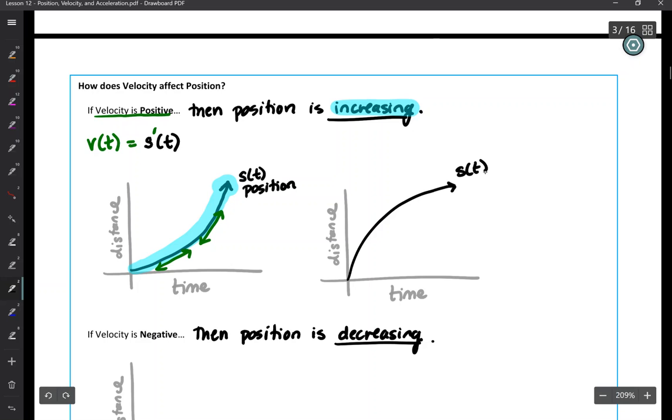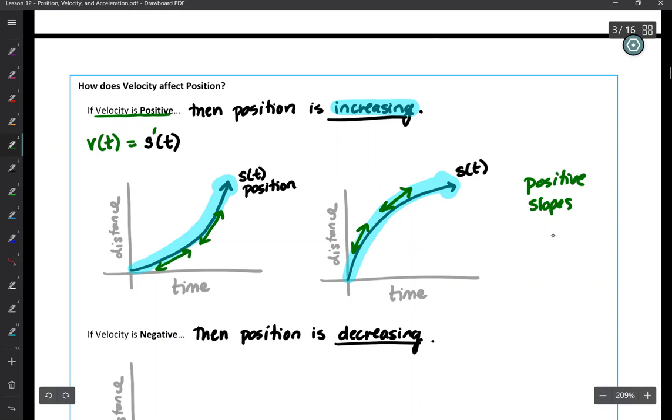Here's your position curve. Position is increasing. If I look at this, I'm happy with my money. And do we see that velocity is in fact positive? Absolutely. All the slopes of the tangent lines are positive. Positive slopes, therefore positive velocity.